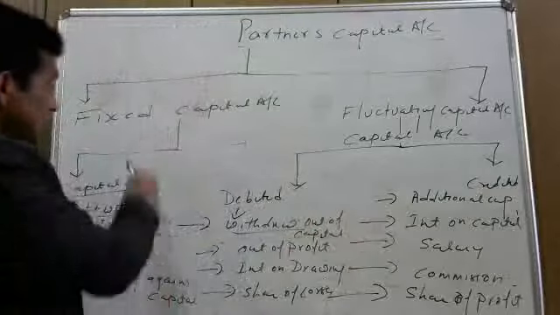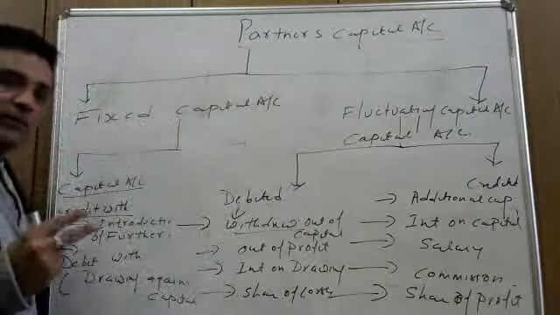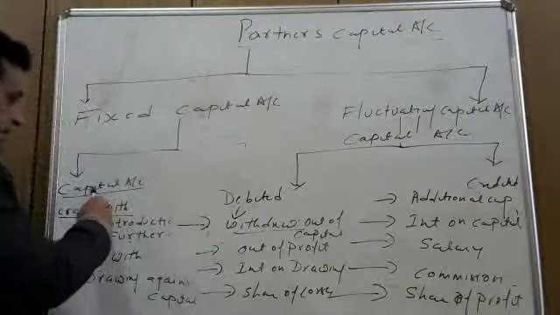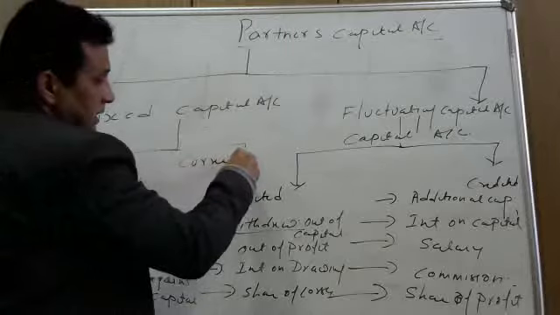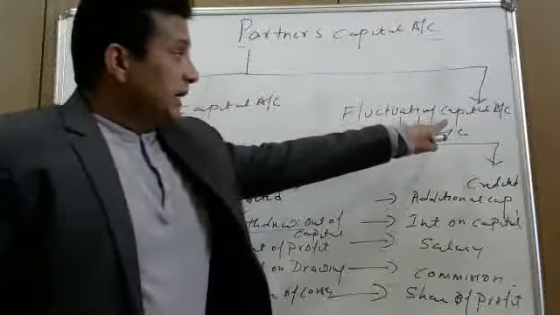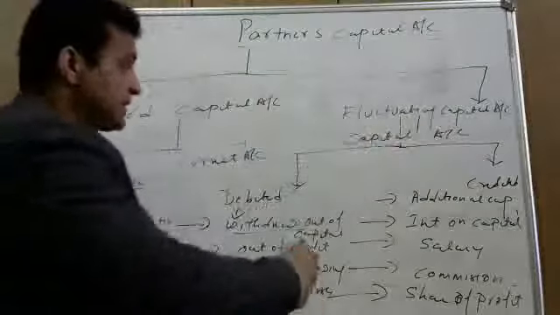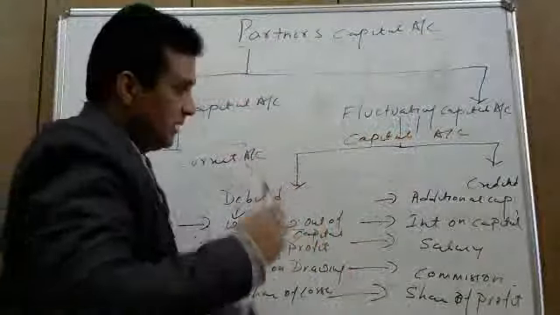If the question asks to prepare by fixed capital method, then under fixed capital method we need to prepare two accounts. The first one is called capital account, the other one is called current account. But if the question is silent about the same, then we need to prepare the fluctuating capital account. Fluctuating capital account means we need to prepare only one account. That's called fluctuating capital account.